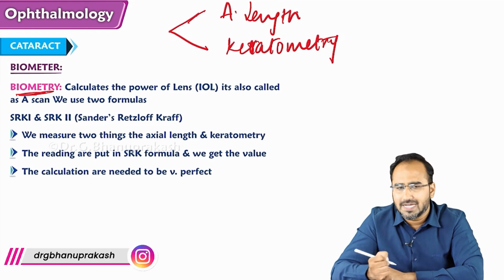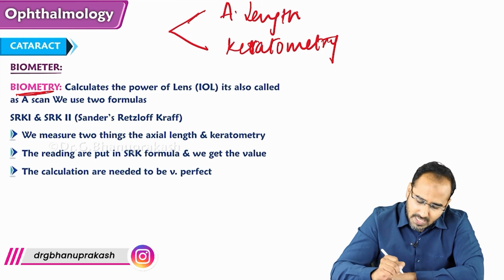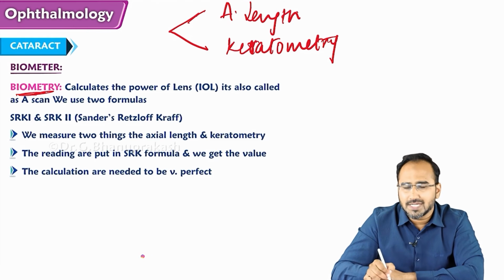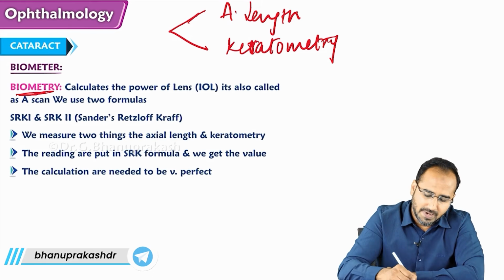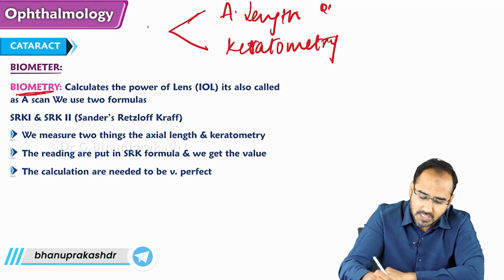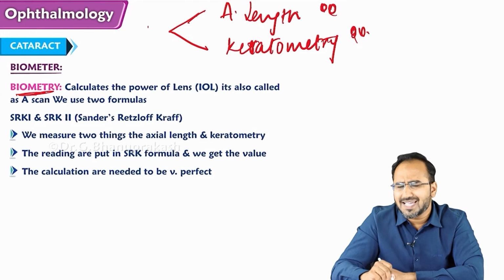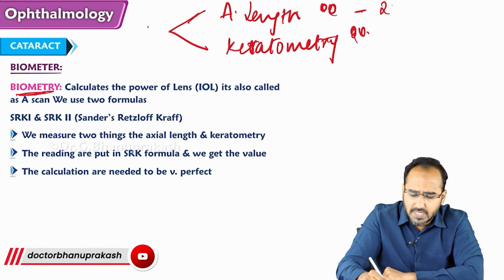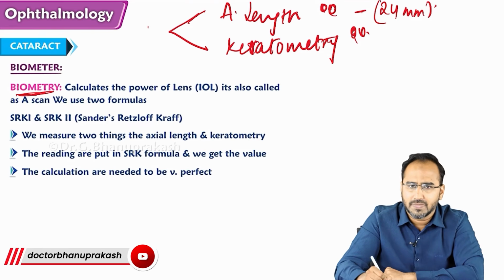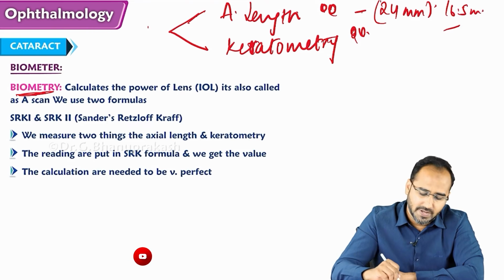It's not Shah Rukh Khan formula. It is the Sanders-Retzlaff-Kraft formula. We put these readings in this formula and we check the power of the intraocular lens. So remember, guys, before placing an IOL, the best two investigations, again this is an MCQ, are axial length and keratometry. Come on guys, what is the axial length of the eyeball? The normal axial length of the eyeball is 24 mm. At birth it is 16.5 mm. Keratometry measures what? The curvature of the cornea.